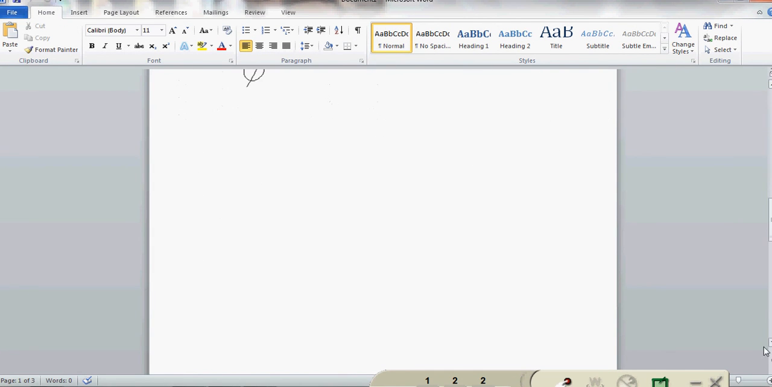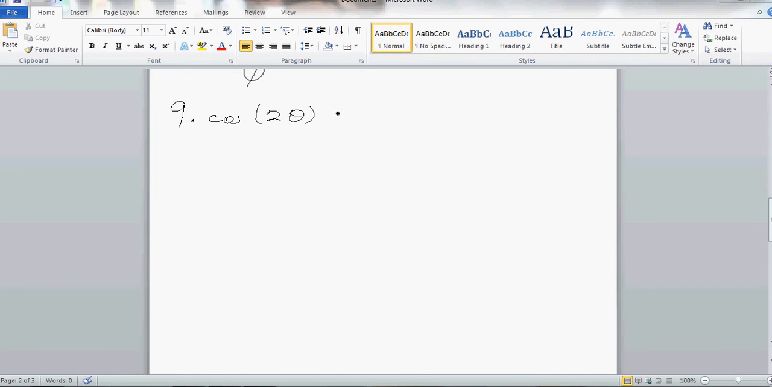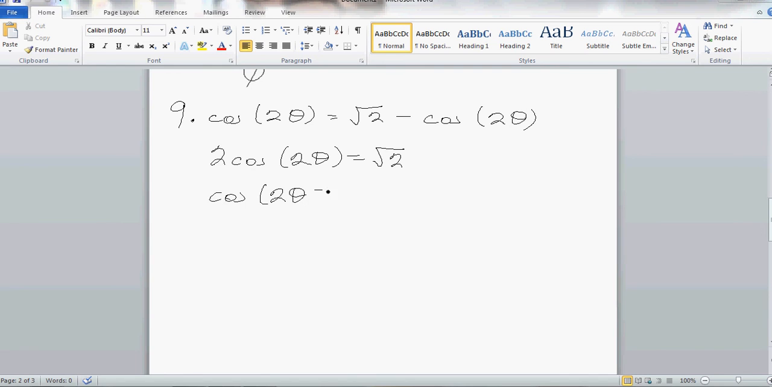Example number 9. Cosine of 2 theta equals root 2 minus the cosine of 2 theta. Now here we actually luck out because the cosines are exactly the same. Cosine of 2 theta, cosine of 2 theta. So we can go on from here. What I'm going to do is add cosine of 2 theta to both sides. So I get 2 cosine of 2 theta equals root 2. Divide both sides by 2. The cosine of 2 theta equals root 2 over 2.